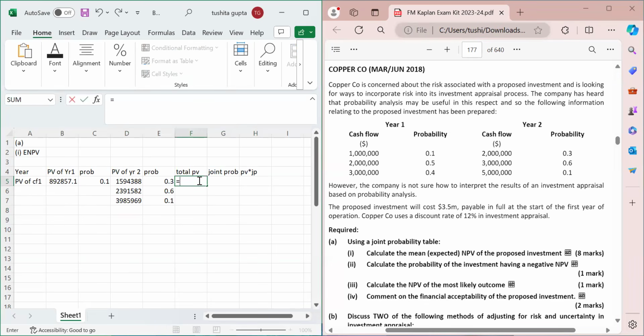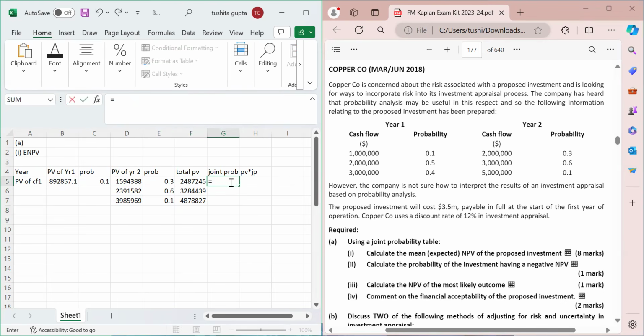Now the total PV is going to be nothing but this plus the value of the year 2 probability. Similar formula can be put here also. So this plus this value, and then this plus the cash flow that I have in year 1. So these are my total present values if I add the cash flows for year 1 and year 2.